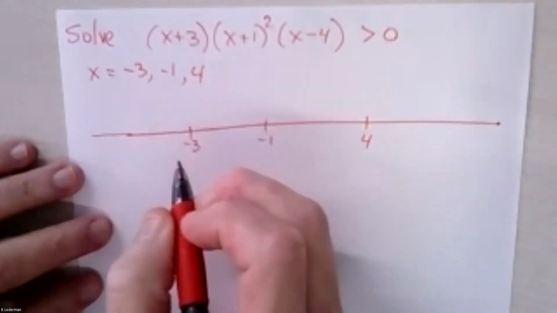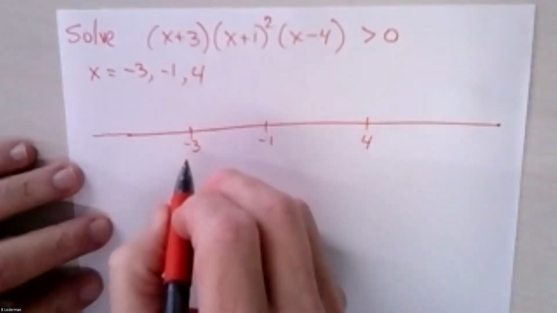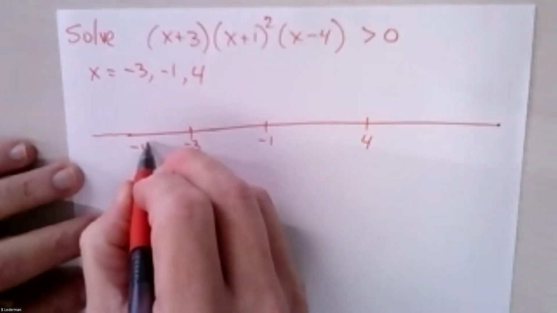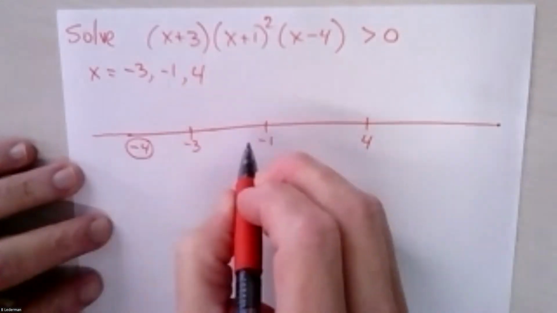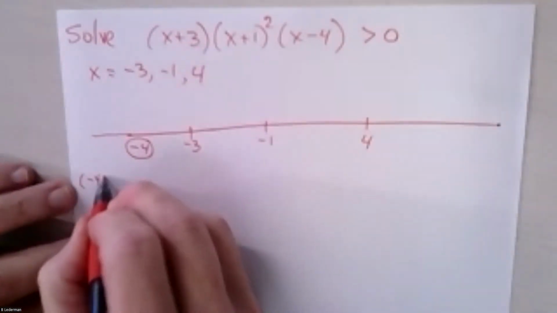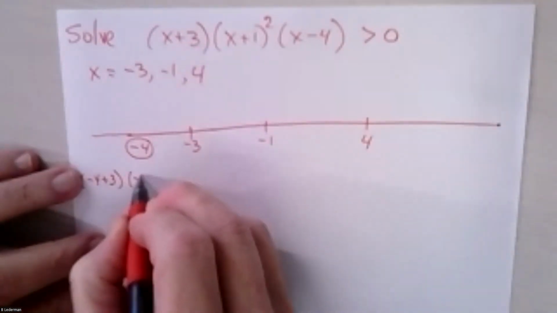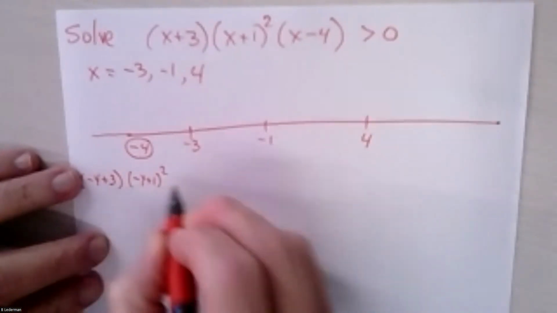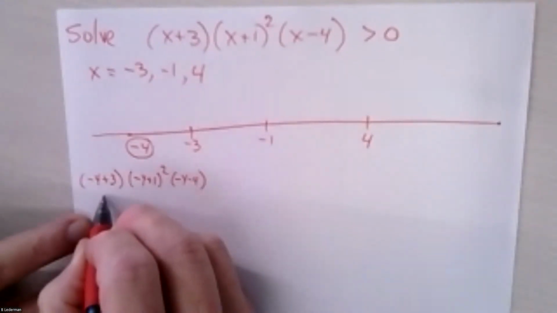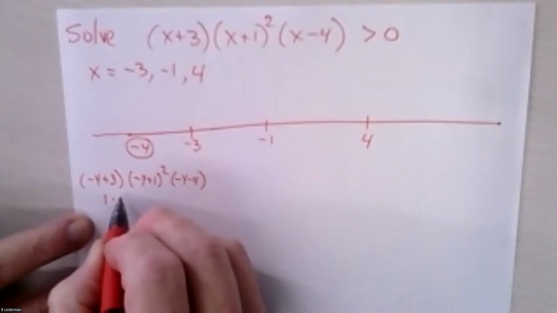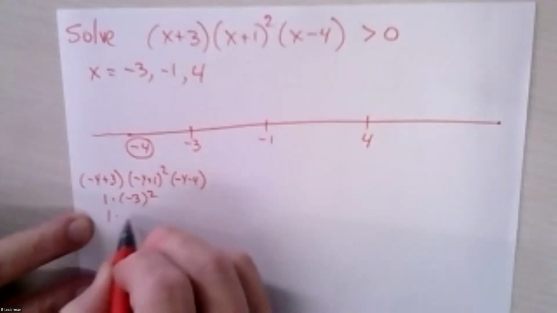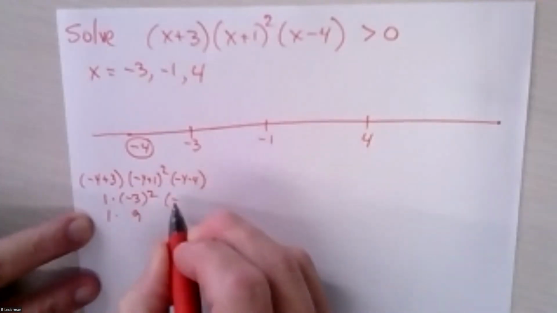So let's take a test point. Here we'll use -4. -4 will be our test point. And let's plug -4 into this whole thing. So we have -4 plus 3 times -4 plus 1 squared times -4 minus 4. So this becomes 1 times -3 squared, which is 1 times 9. And this is times -8.